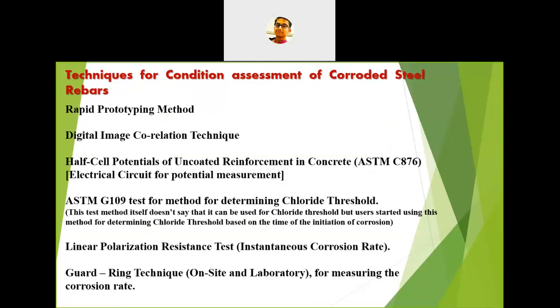Now, some of the techniques I'm going to tell you very lightly and very briefly. We're going to discuss some of the techniques and tests we can use for different types of assessment in corroded steel bars, or in any corroded RC concrete system. So the rapid prototyping method we discussed earlier is one of the technologies. And the digital image correlation technique is also a technique we can use for determining the different behaviors in corroded rebars.